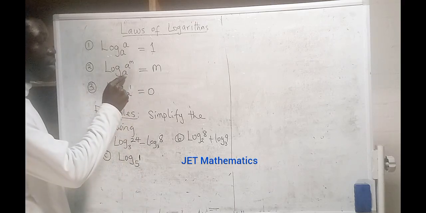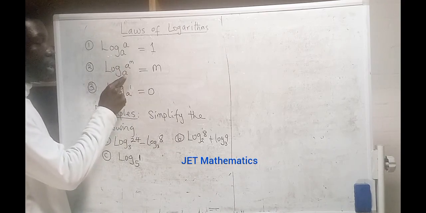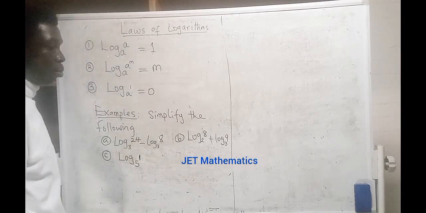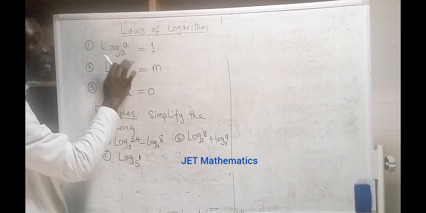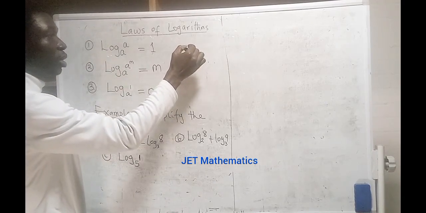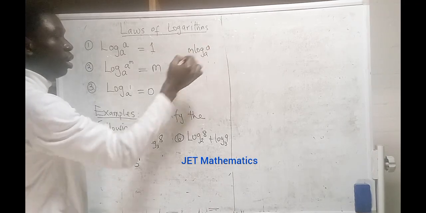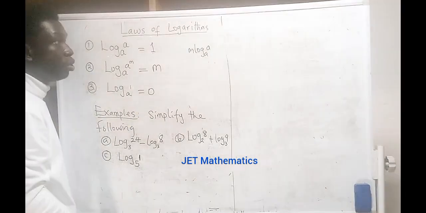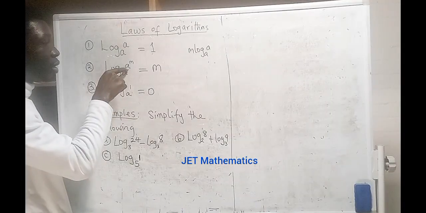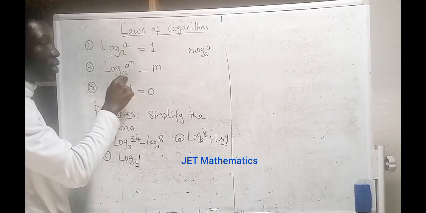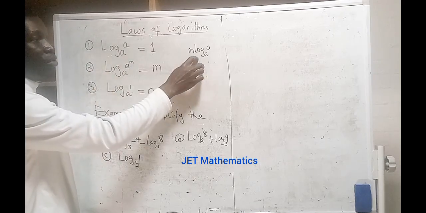And then when you have log a raised to the power of m to base a, it gives you m. Because we saw in our last video that if you have an expression like this, you can take the m here. So we can have something like this, m log a. So we saw that in our last video, laws of logarithm part 1, that if you have an expression like this, you can take the power here to multiply the logarithm. So you have something like this.